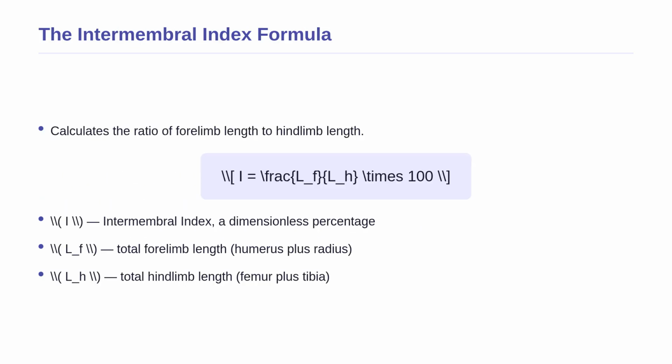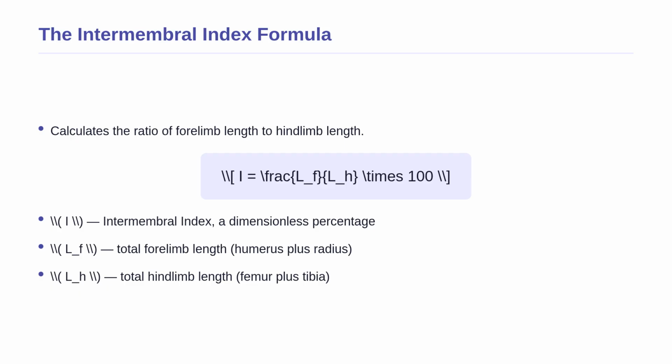Now that we know what the intermembral index is used for, let us look at the actual mathematics behind it. The formula is I equals LF divided by LH, all multiplied by 100. Conceptually, this formula compares the length of the arms to the length of the legs. The variable I represents the intermembral index, which is a dimensionless percentage.